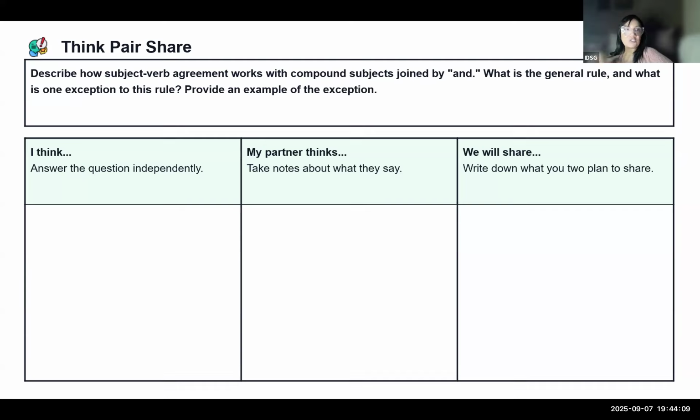You think, answer the question independently. Then your partners think. You can use one of your partner's thoughts. Take notes about what they are saying in the group. I've already divided you all. We will share the meanings or the responses on which we are all on the same page: what I think, what my partner thinks, and what we will share. You can use the space provided.